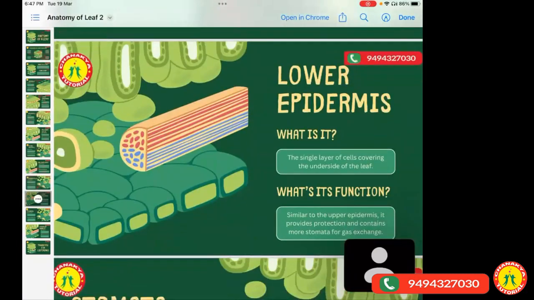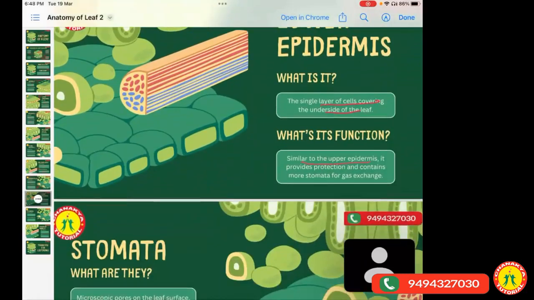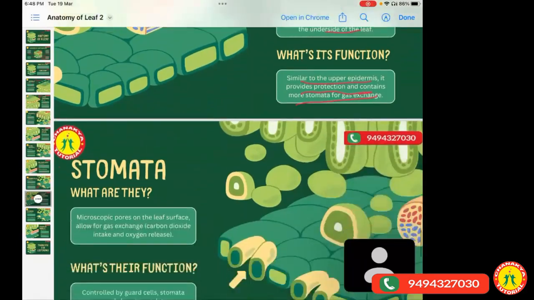Now the next layer is the lower epidermis. A single layer of cells will be there covering the undersides of the leaf. The main function is similar to the upper epidermis. It provides protection and contains more stomata for the gas exchange. So in the lower epidermis, a greater number of stomatas will be there for the gas exchange.